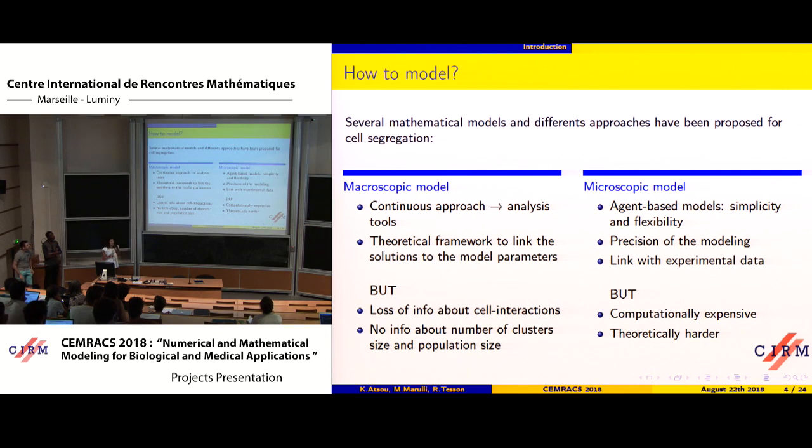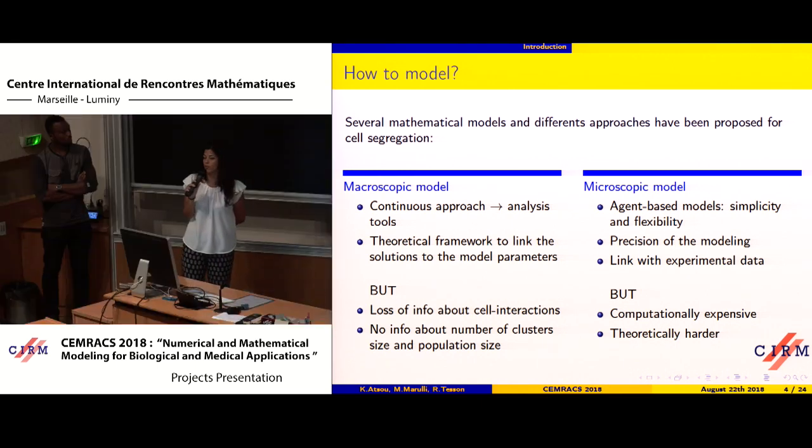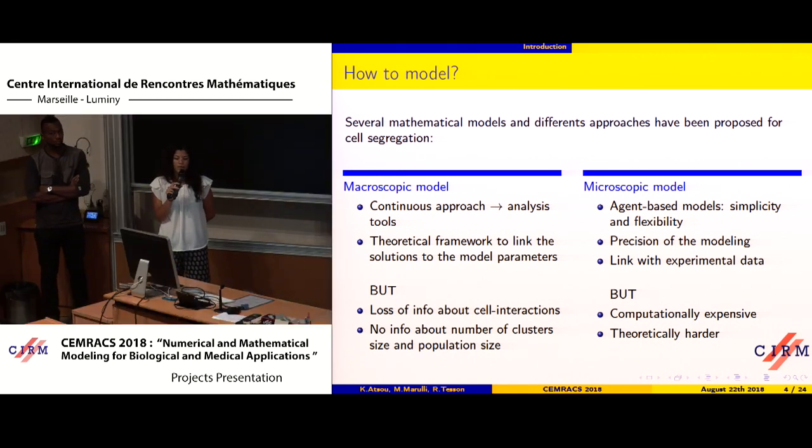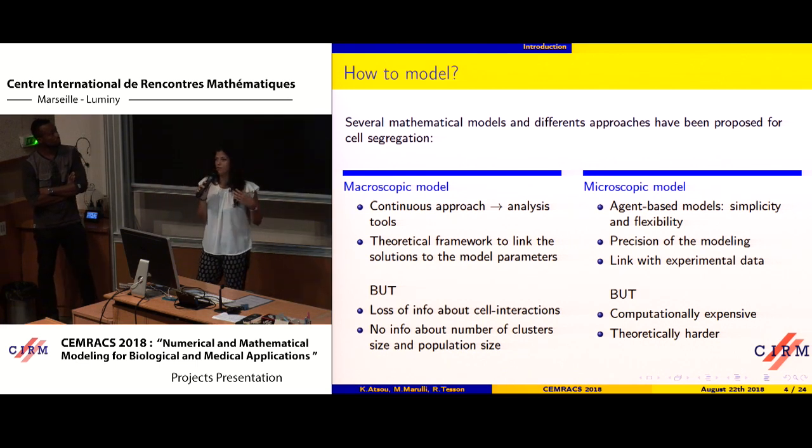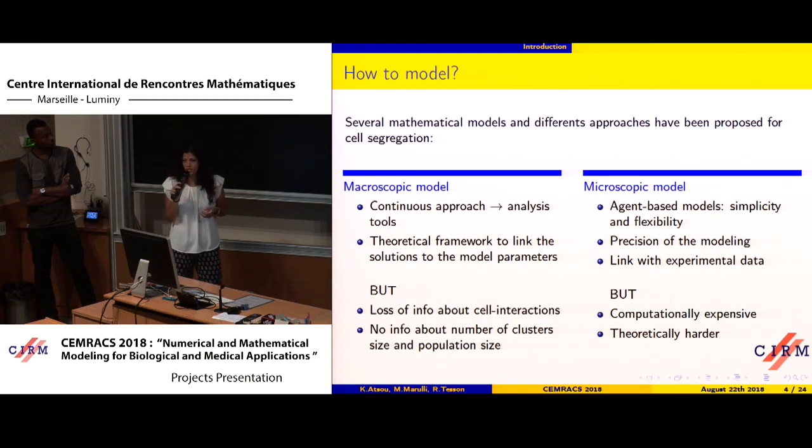Here, it's not simple to modelize this biological problem. There are a lot of models that have been proposed, and also different approaches, for example, the microscopic approach and the macroscopic approach. For the macroscopic model, we have a continuous approach, and this is quite simple because we have a lot of tools and theoretical framework to analyze and study the model. But in this case, we lose a lot of information at individual level.